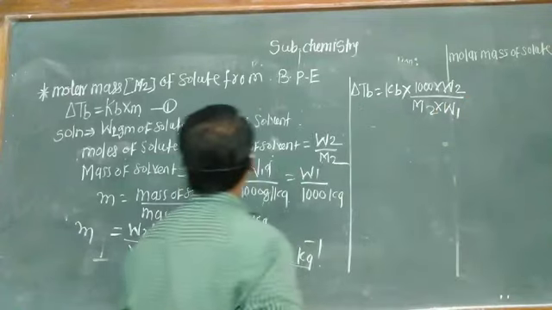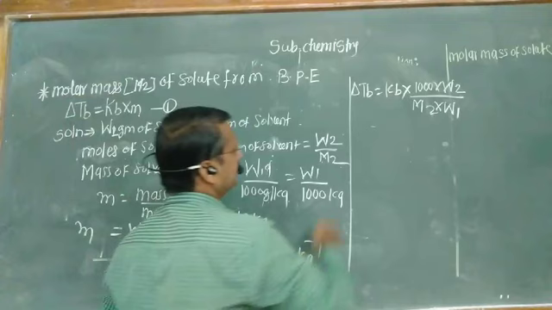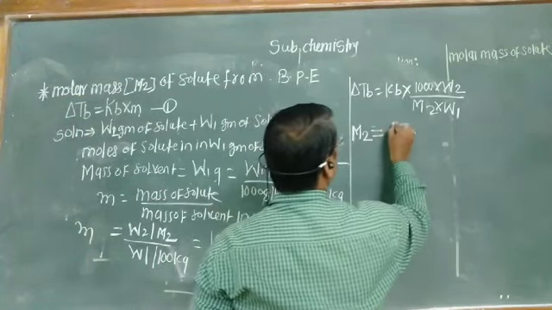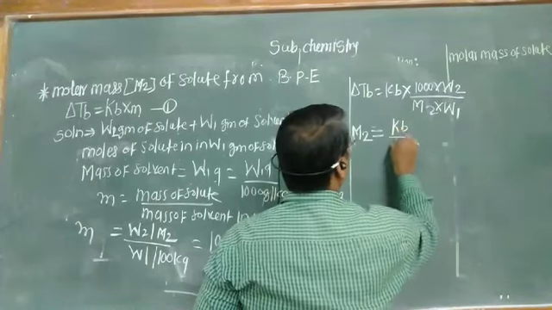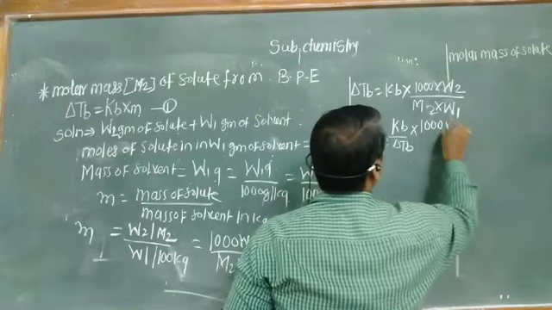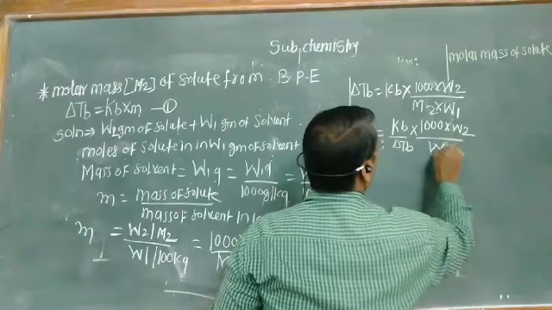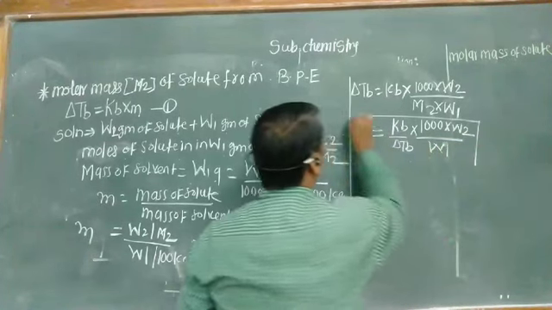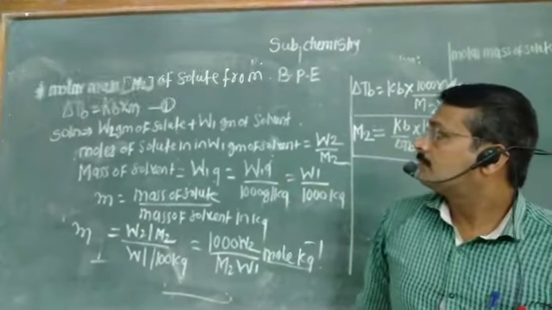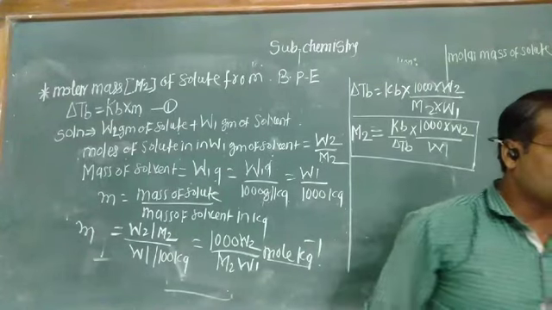But what does this title say? The title says: determine the molar mass of solute. So this formula is converted into M2. M2 is equal to KB upon delta TB into 1000 into W2 divided by W1, and by using this formula we can easily determine the molar mass of solute. We have easily determined the molar mass of the solute.